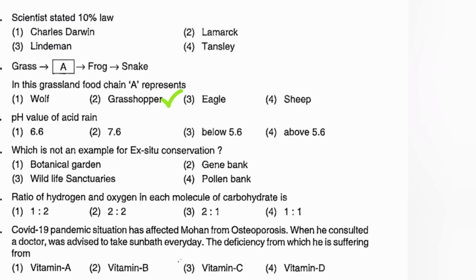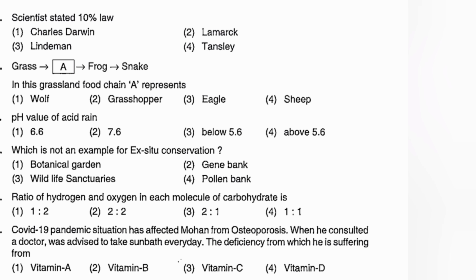pH value of acid rain. Normal rain is around 5.6. Acid rain is less than 5.6. So the answer is below 5.6. Consider the other options like 6.6, that is slightly acidic, and 7.6 alkaline, and 5.6 not acidic enough. So the acid rain is below 5.6.